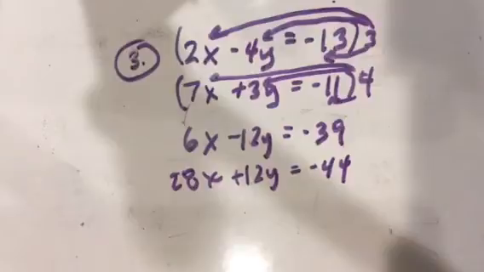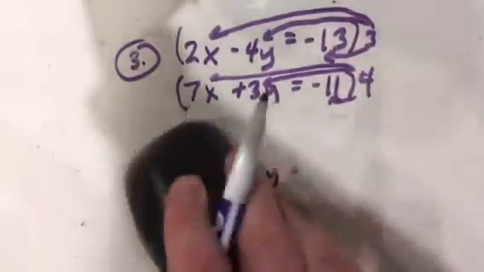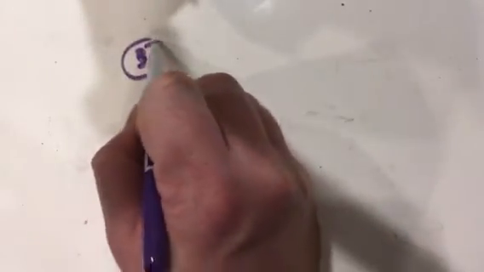I'm just double checking my math for a second. 6x, 12y, negative 39. Oh, we have a problem here. So I'm going to go back a second. Sorry. Wrote the problem down wrong.